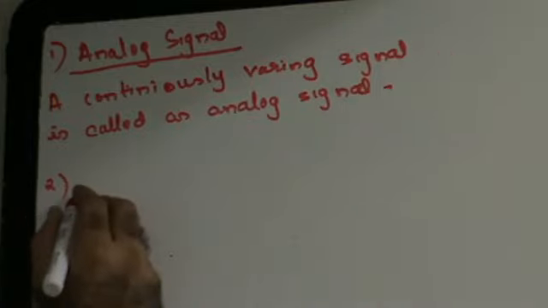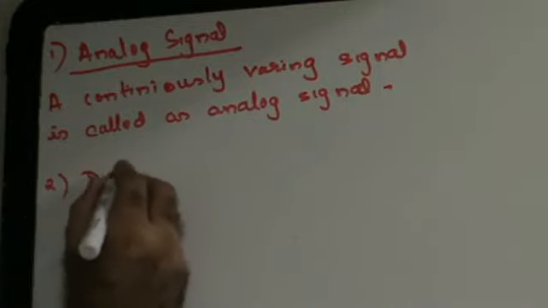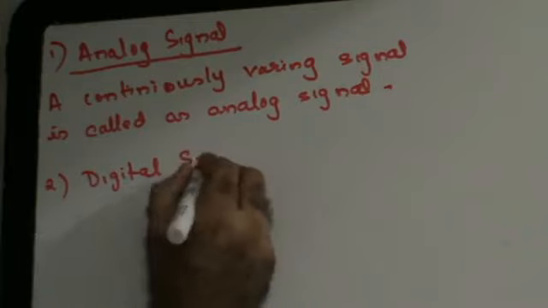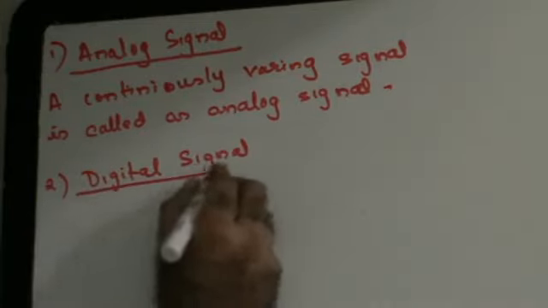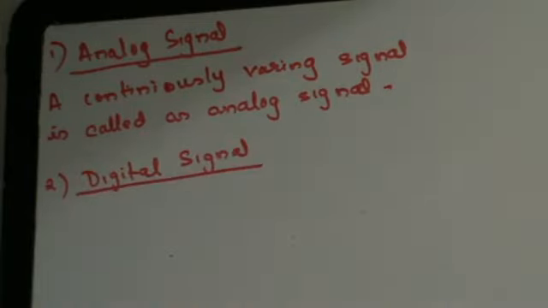In that case, what is a digital signal? What do we understand by a digital signal? A signal that has only two discrete values is called a digital signal.